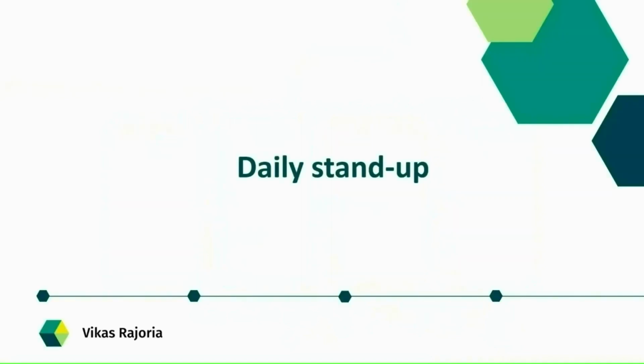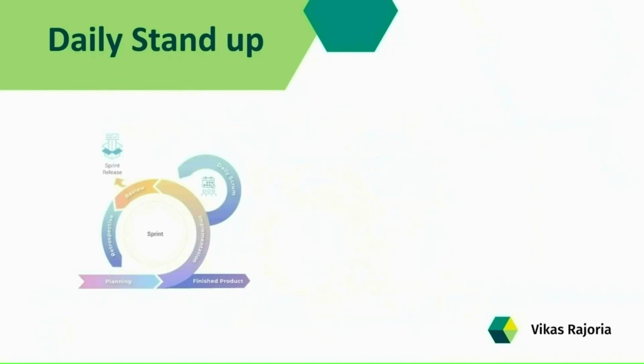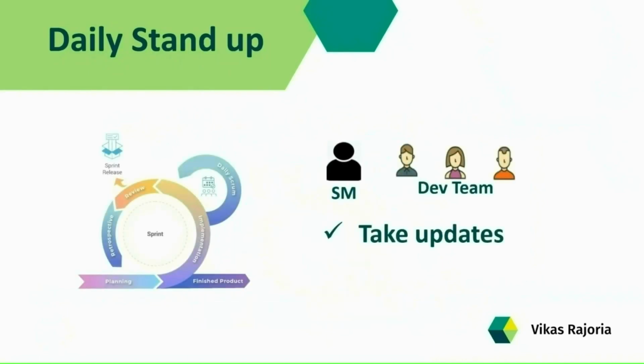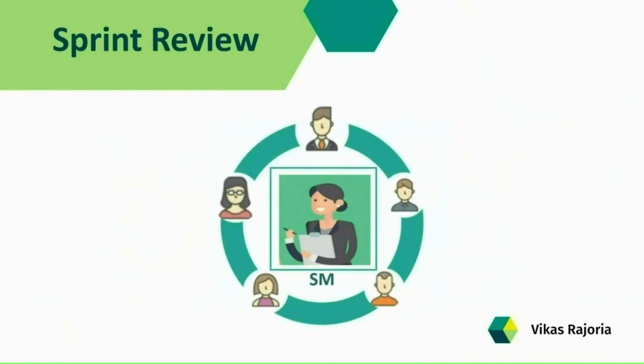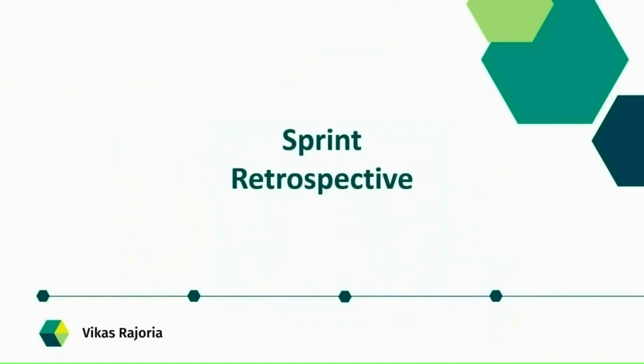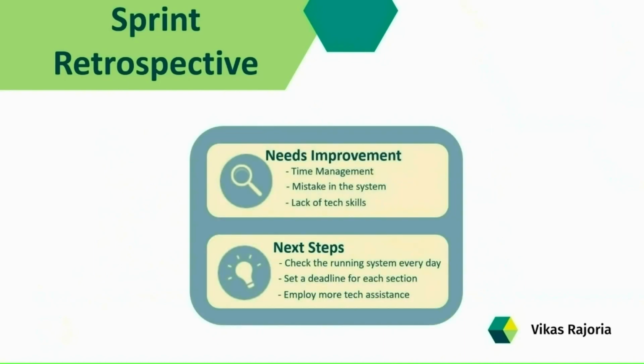Now, the next meeting is the daily stand up. In the daily stand up meeting, the Scrum Master takes the regular update from the team and tracks the project progress. Next, in the sprint review, the Scrum Master captures the feedback from everyone, and then in the sprint retrospective, he notes areas of improvement along with the action items for future sprints or coming iterations.